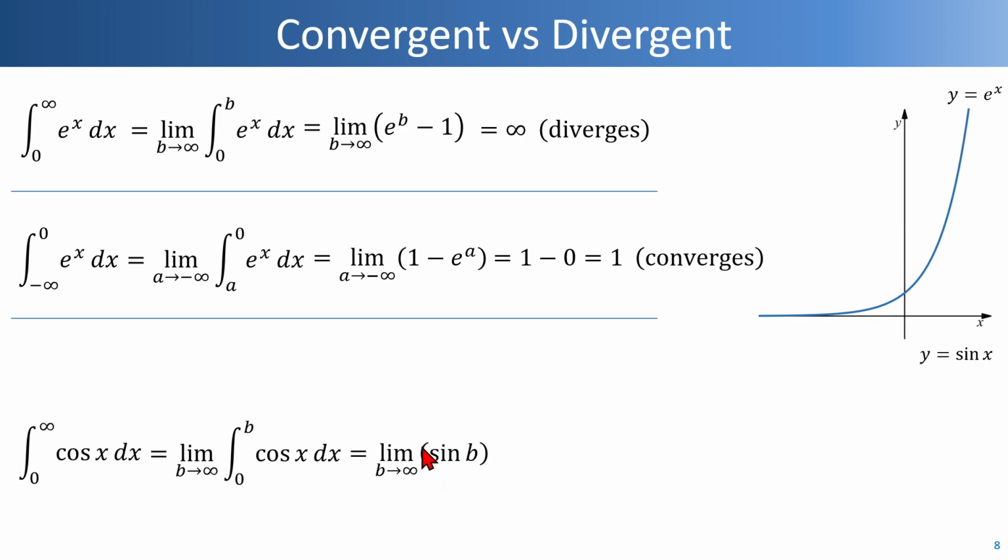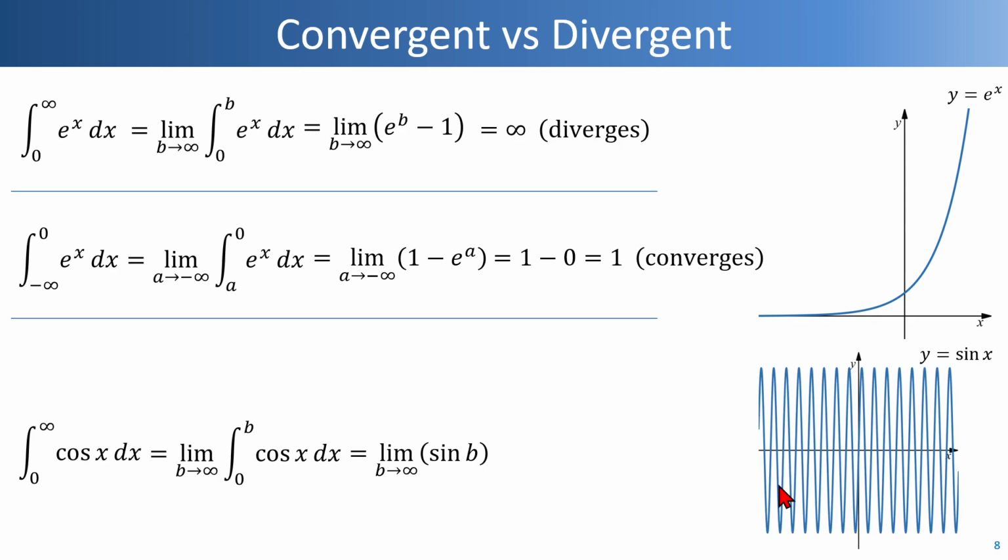And now I'll need to take the limit as b goes to infinity of sine of b. However, the sine function is just a function that keeps oscillating forever. If I make the argument of the sine function just keep getting bigger, in other words, if I keep going to the right on this graph, the y values never settle down or approach a particular value. So this limit does not exist, and therefore we're going to say that this improper integral is divergent. The integral from 0 to infinity of cosine of x diverges because it does not equal a number.